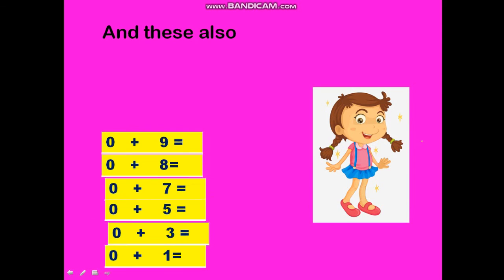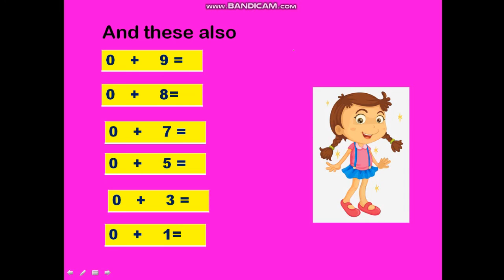Now, what about these numbers? Again, I have exchanged the places. Earlier it was 9 plus 0. 0 plus 9. Both are the same. 0 plus 9 is 9 only. 0 plus 8. So what number was it earlier? 8 plus 0. 8 plus 0 or 0 plus 8. Both are the same.